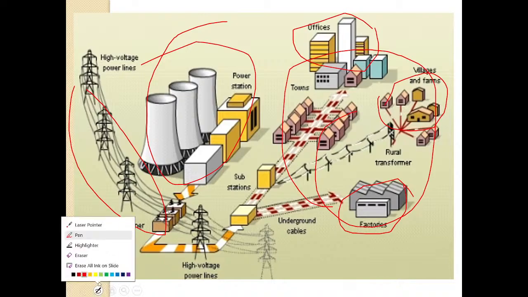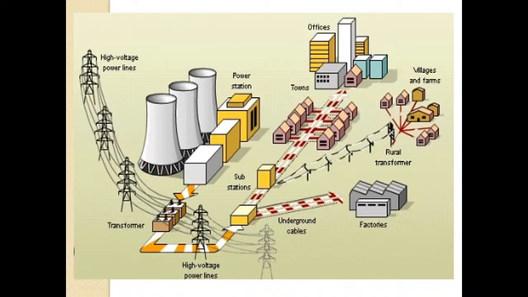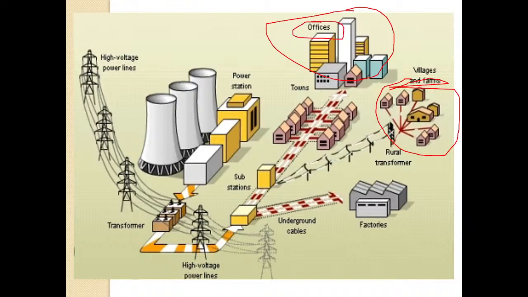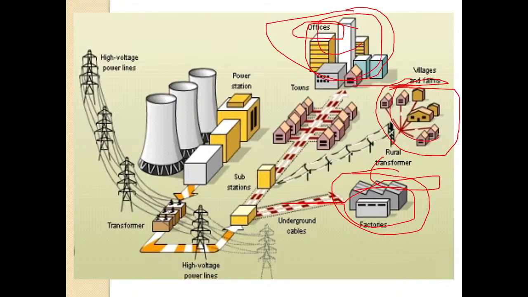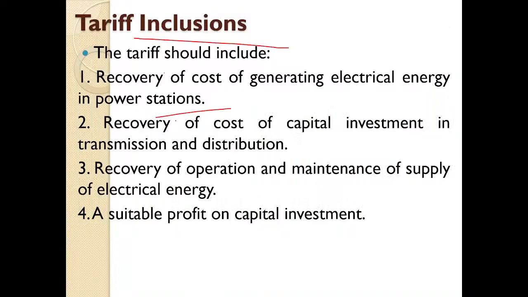I will show that in this image. Load can be a customer or domestic. This is domestic. See here, offices are there. Offices mean commercial load. Here you can see a factory, so industrial. These are the industrial type. These are the commercial type. Houses mean domestic type. So loads can be different types, and since the loads are of different types, the rating will also be different.